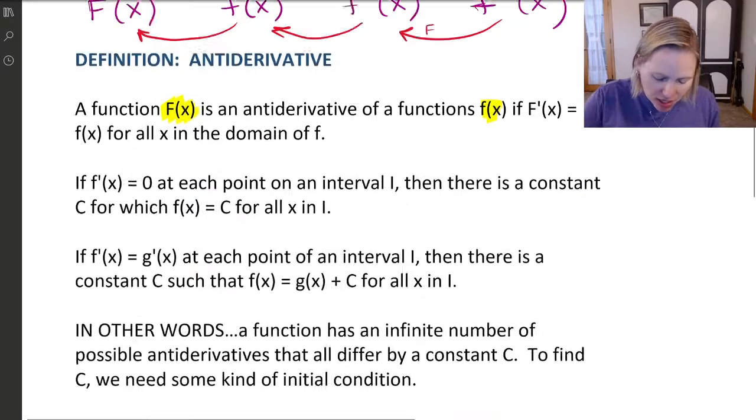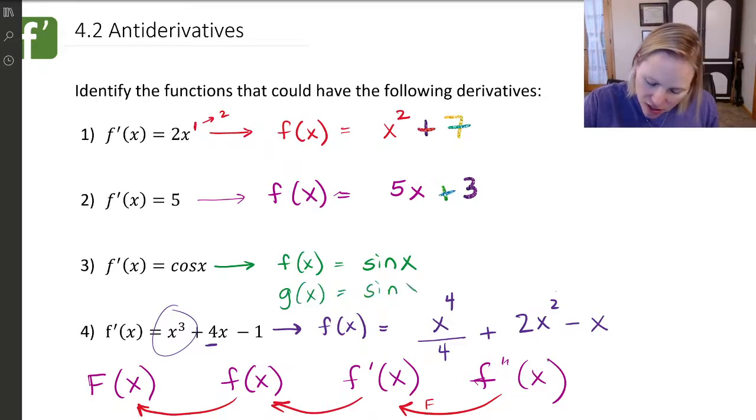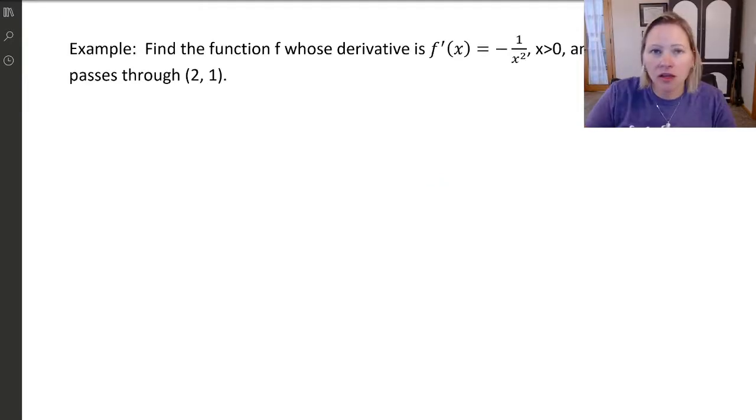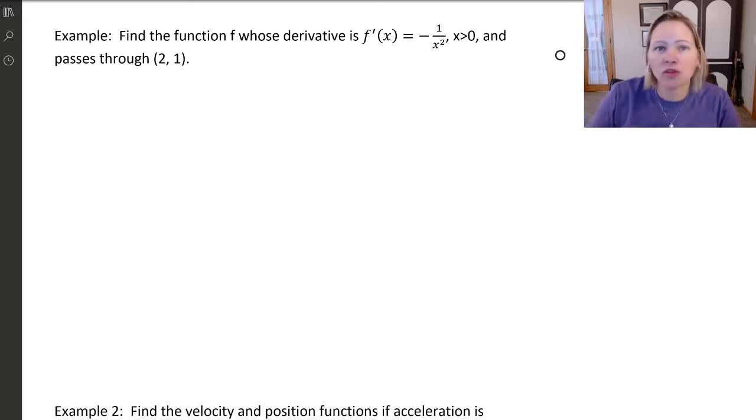This is essentially saying that if we go back up here to all these problems that we found, we can say that, you know, we've got this function f of x. Well, we can also say that there's this other function which is exactly the same thing, f of x, plus any constant that we want. So we can come up with an infinite number of antiderivatives just by changing the constant. So let's take a look at an example here. We have a function f whose derivative is given to us, and we're also told that we're going to pass through this point 2, 1.